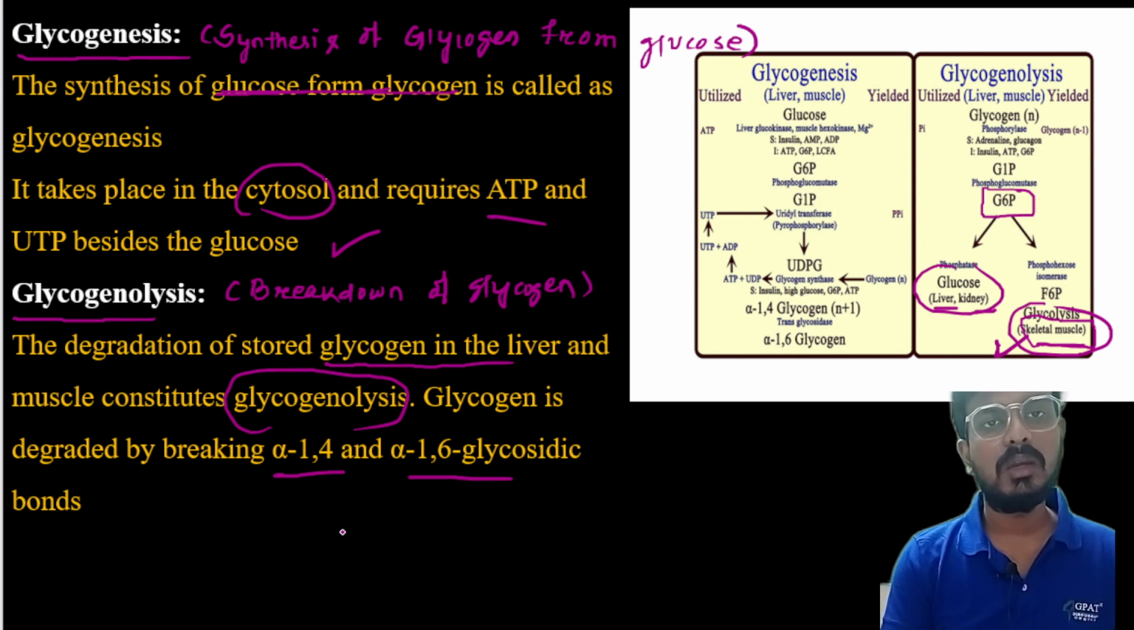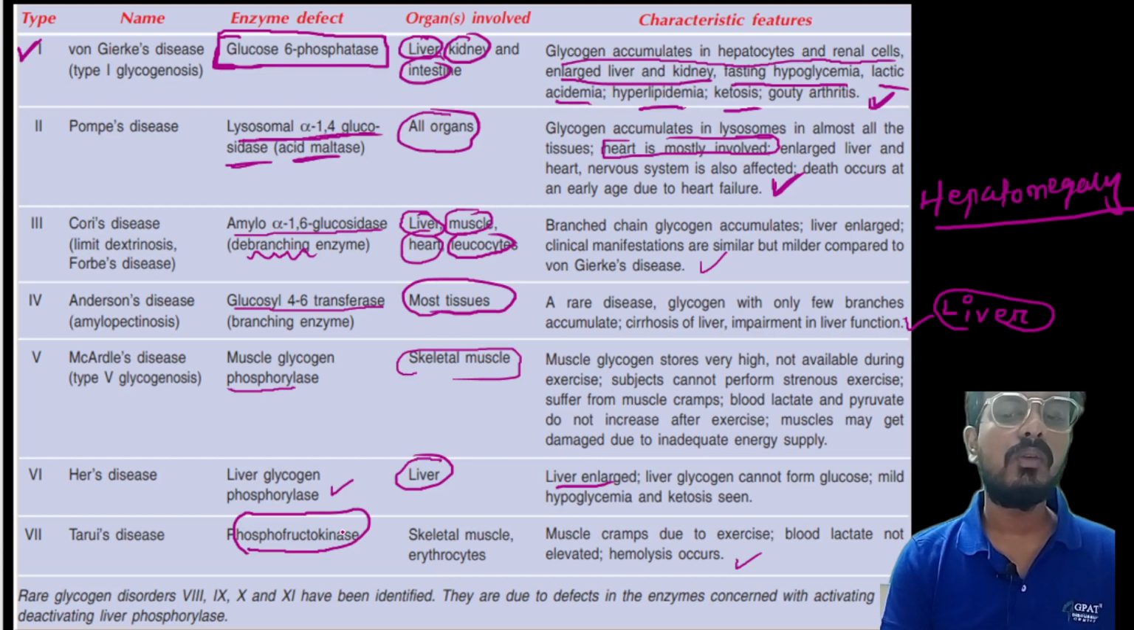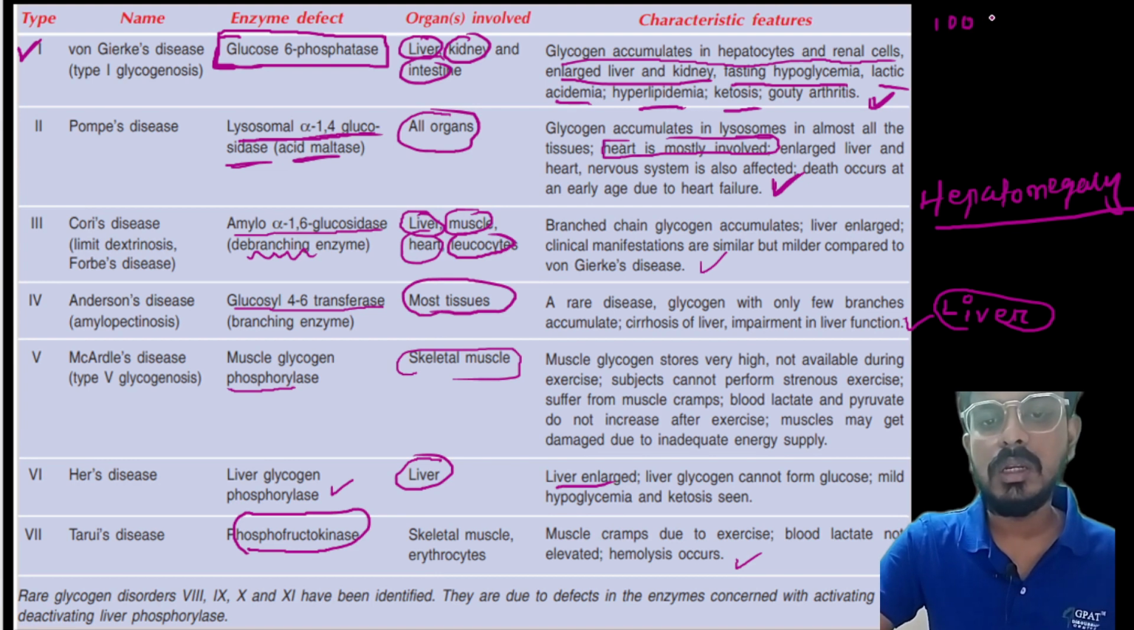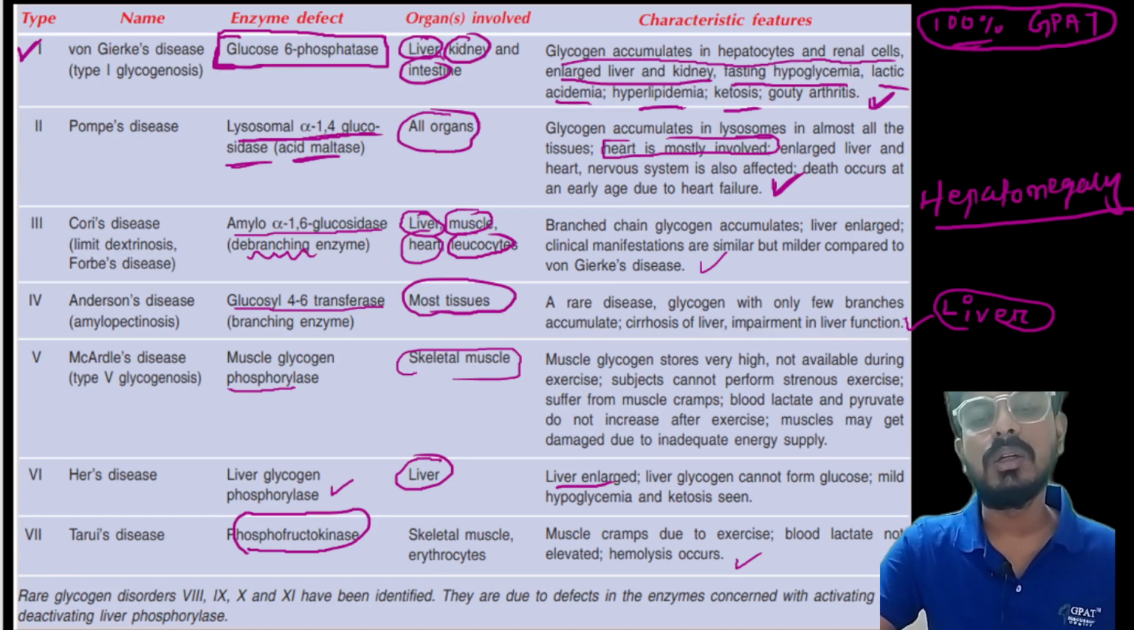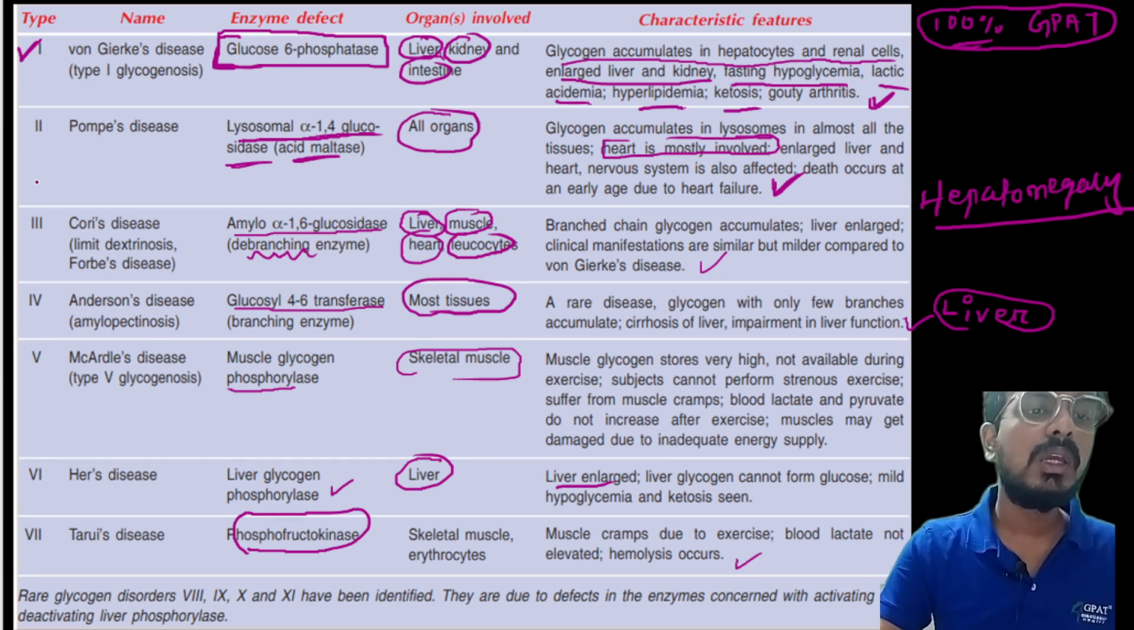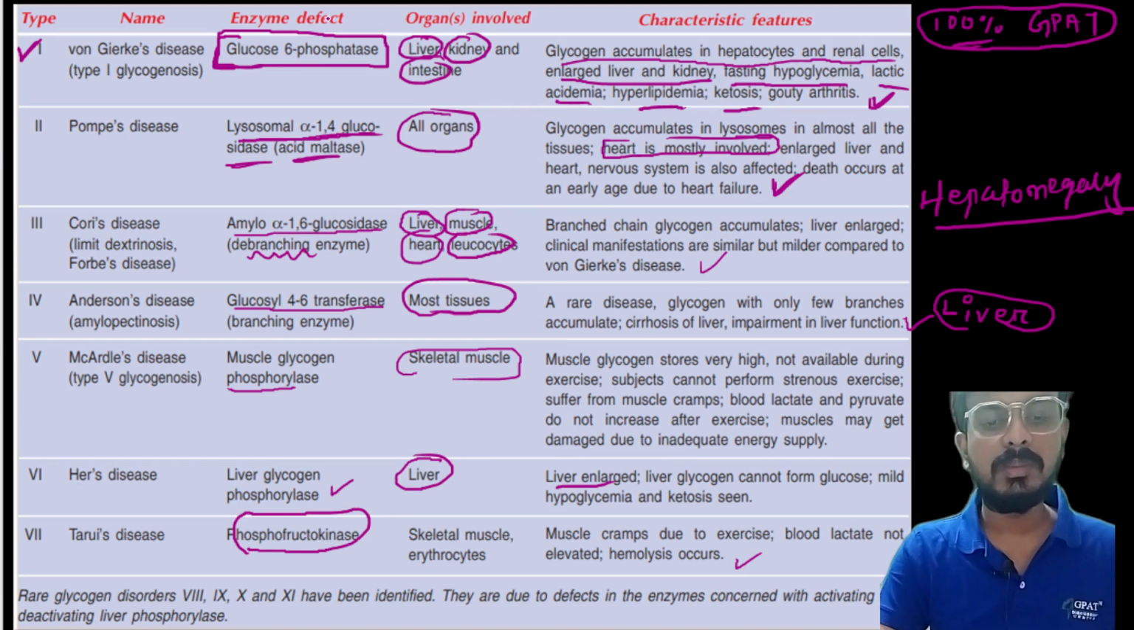Next we talked about glycogenesis and glycogenolysis, how glycogen is synthesized from glucose, and how the breakdown of glycogen provides us energy in the form of glucose. Then we learned about the different diseases like von Gierke's disease, Pompe's disease, Cori's disease, Anderson disease, McArdle's disease, Hers disease, Tarui disease. This table is 100% important from the exam point of view, because you can get a question from this table every alternate year. So this table is very, very important. What you have to remember is the name of the disease, what the enzyme defect is, and what the major organs involved are. Characteristic features are not that important, but your disease name and the enzyme involved are very, very important from the exam point of view.